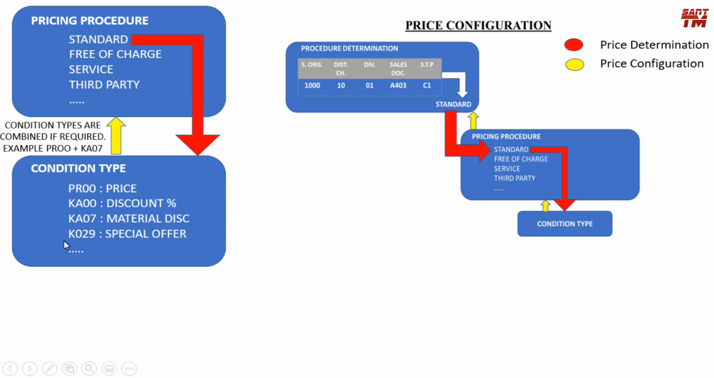So these allocation of condition types to the pricing procedure comes under the category of price configuration. And when the SAP system determines that standard pricing procedure, for standard pricing procedure these condition types were previously allocated, so I have to go to those condition types and proceed further. So price determination takes place after the system has been already configured by some employee. If the system hasn't been configured by some employee, how will the pricing determination check that for standard pricing procedure we have to check for price and material discount? I hope you got my point clear.